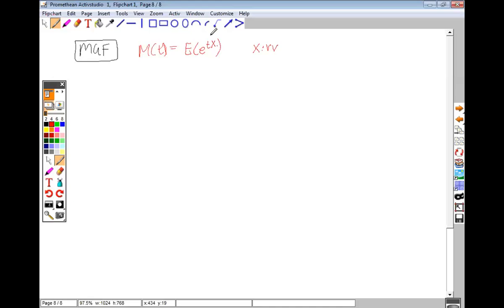Let us start from the start. Why is it easier to calculate moments using MGF? We know that the formula for MGF is the expectation of e raised to tx. So let me just write it here: expectation of e raised to tx.